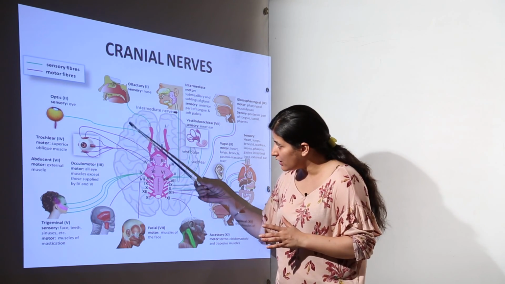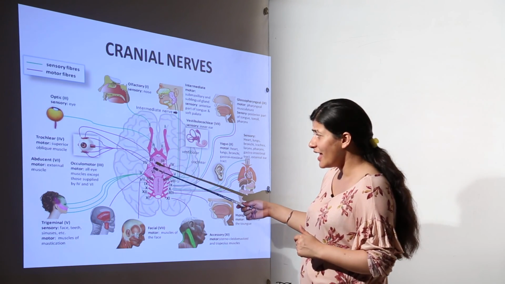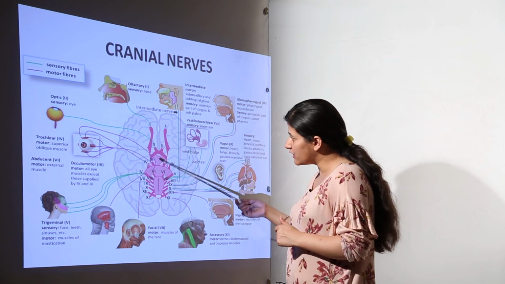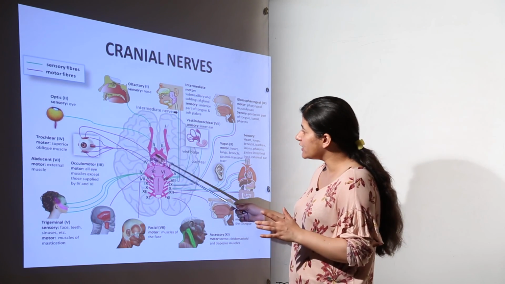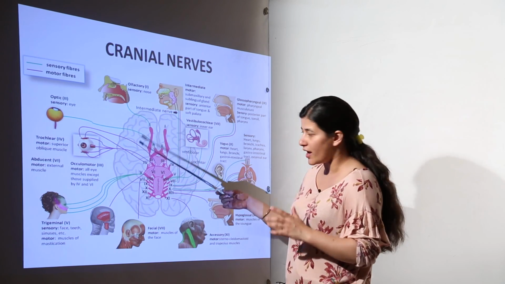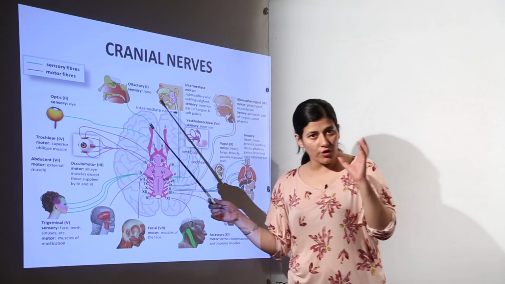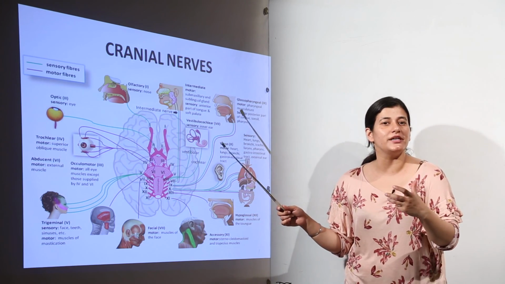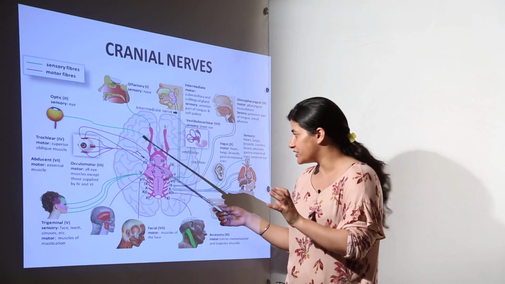So these, I would say 2, 3, 4 and 6, have a lot to do with the eyeball. Only the second one takes up the sensory signal. The rest are all responsible for taking whatever processing has been done in the brain to the eyeballs, in order to make a better image.